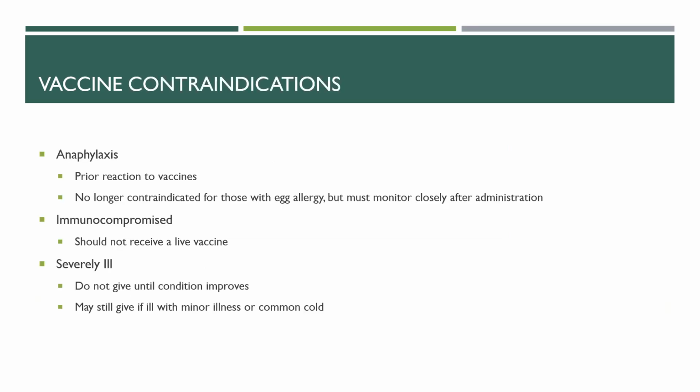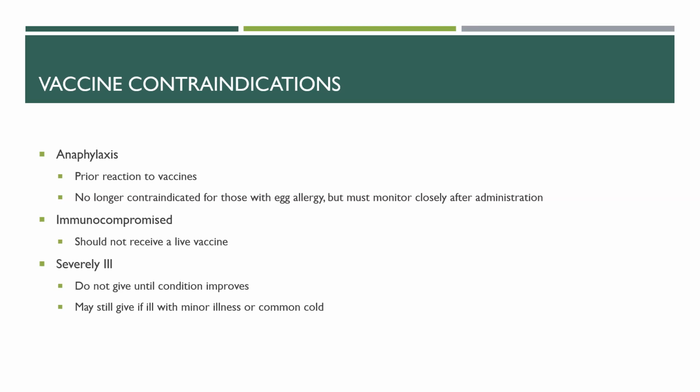Some contraindications for vaccines is mainly having a prior reaction to vaccines, in particular anaphylaxis. There used to be a rule that if someone had anaphylactic allergy to eggs, they could not receive vaccines. Now we do allow people with an egg allergy to receive most vaccines. However, we do have to monitor closely after administration.